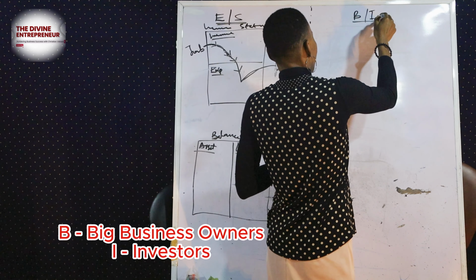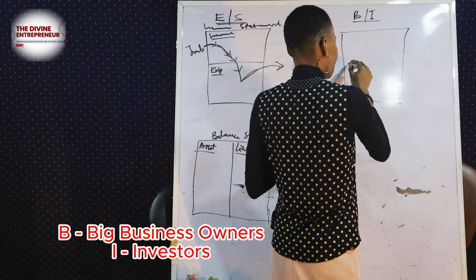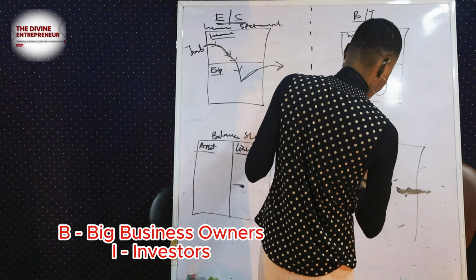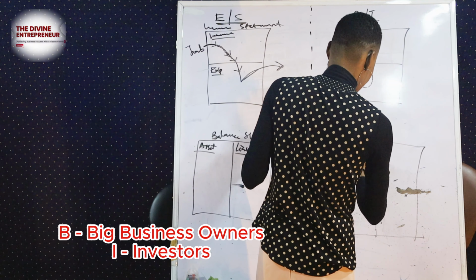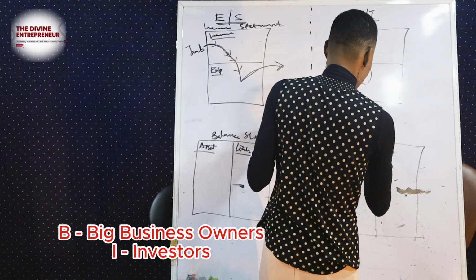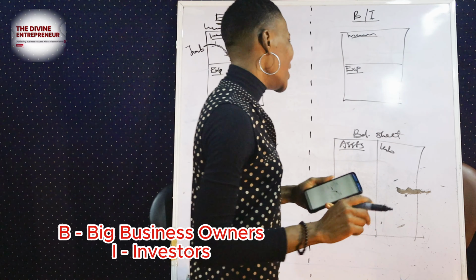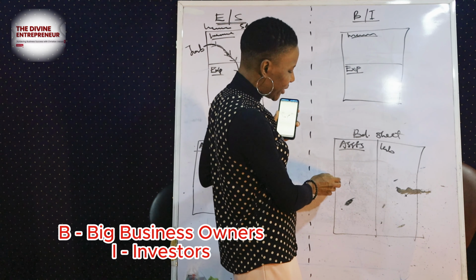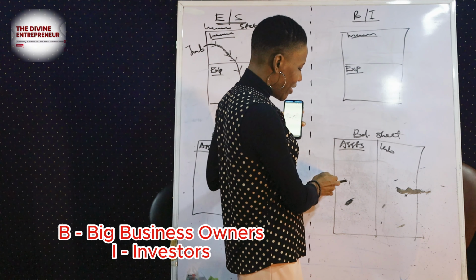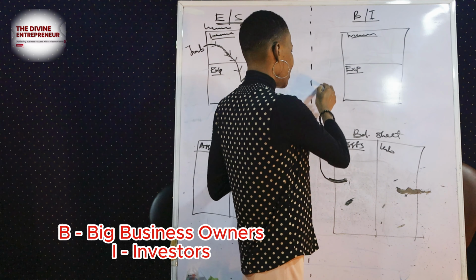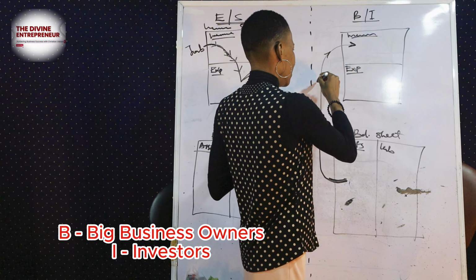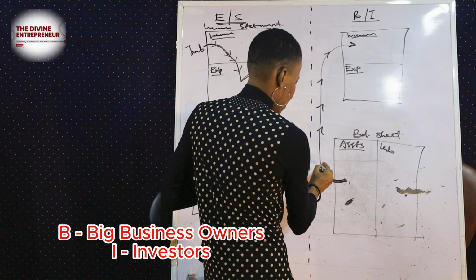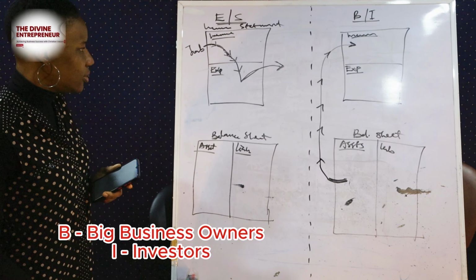Now for the B's and I's, the big boys. For the big boys, we have their income statement right here: income, expenses, and then we have the balance sheet here: assets, liabilities. The fundamental cash flow movement for a B and I is like this. Assets are mostly what they generate, what brings their income. So this is the flow for a B and I. You see the arrow? It keeps flowing this way. Do you understand? Look at it.